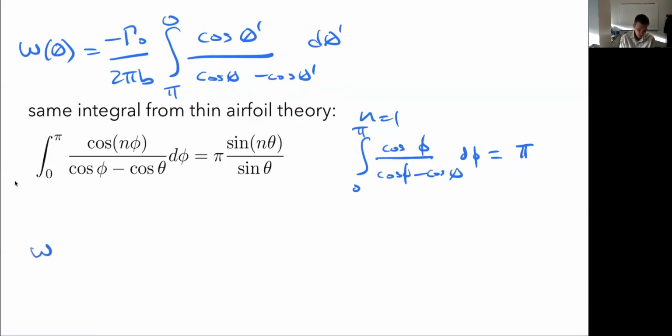So we get our first result here, that the downwash along the wing is minus gamma 0 over 2b. The pi in this denominator and the pi from this integral canceled out.